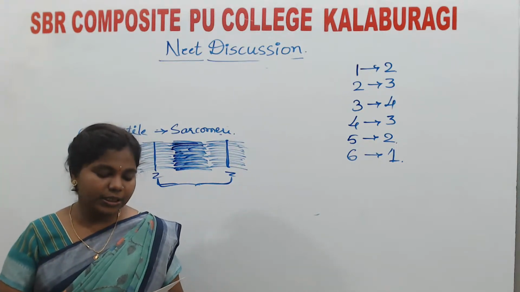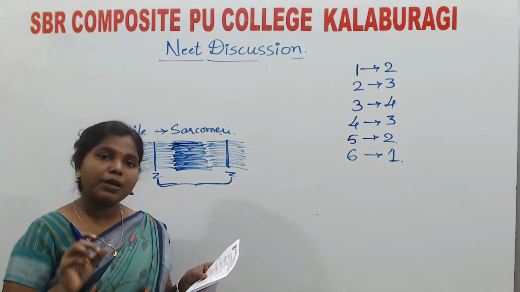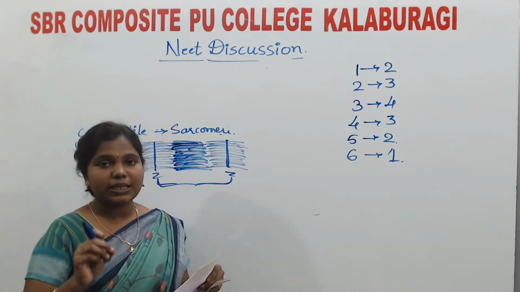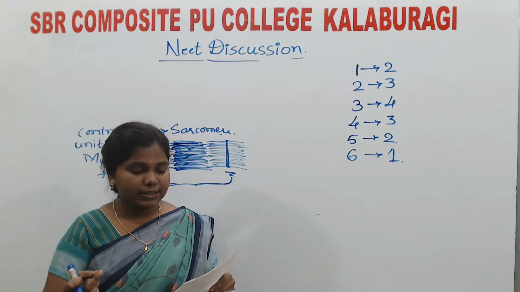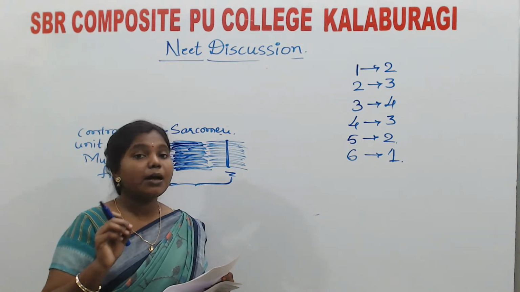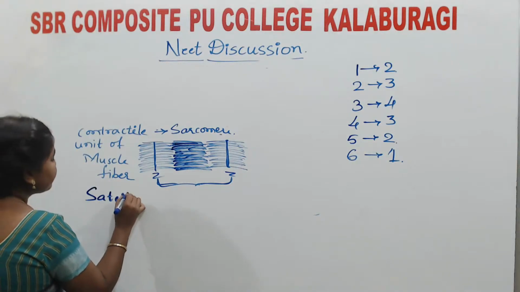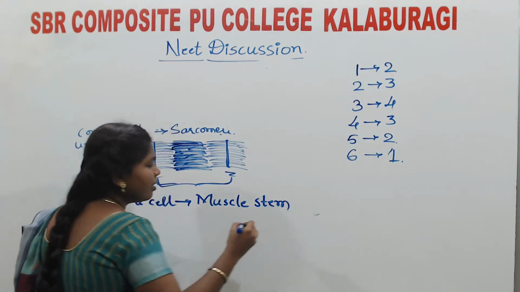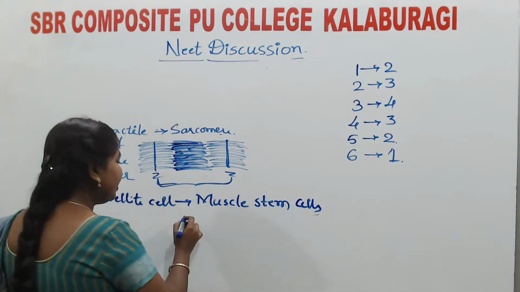So the options they have given are sarcomere. Just now I have told that sarcomere is nothing but the single contractile unit of the muscle fiber. Next is the parasites. Parasites are the cells present in the blood vessels at regular intervals. They will help in the formation of blood vessels. And the third option they have given is satellite cells. Even the satellite cells are present in the muscle tissue. These are nothing but the muscle stem cells. Usually, in normal tissue, if there is no injury, these cells are inactive.